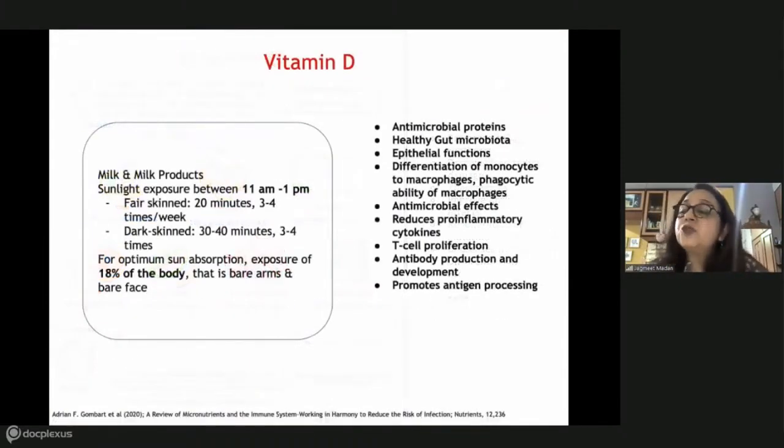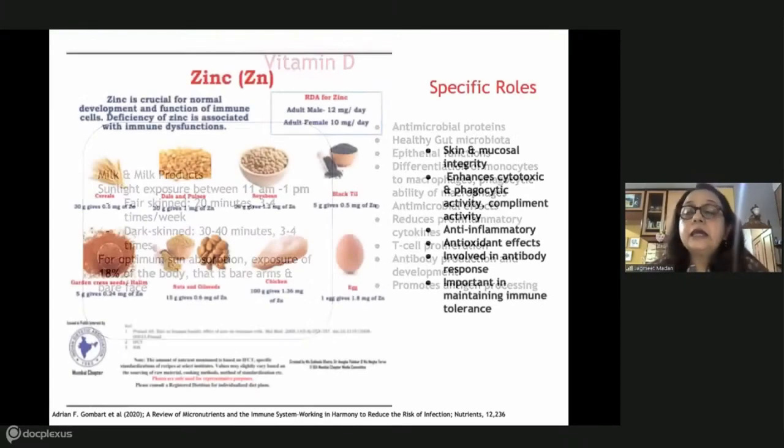Vitamin D, again, a superstar in micronutrients. But of course, as a nutritionist, I would say we are at a loss in terms of the various vitamin D rich food sources. Of course, milk and milk products are good sources of vitamin D. Egg is a good source of vitamin D, but still, I think the best source is the sunlight. So exposure to sunlight, 11 to 1 p.m., even if it is 15 to 20 minutes, on a daily basis, I think it is good, because now, especially, we are all indoors. We don't pay attention to this. And of course, vitamin D deficiency is rampant in India.